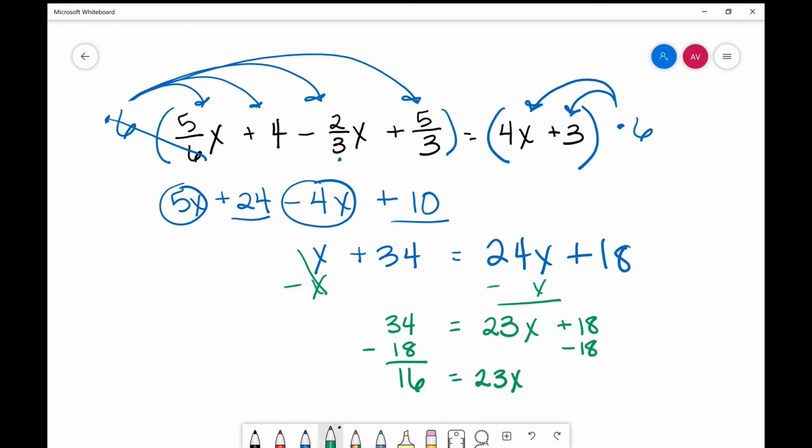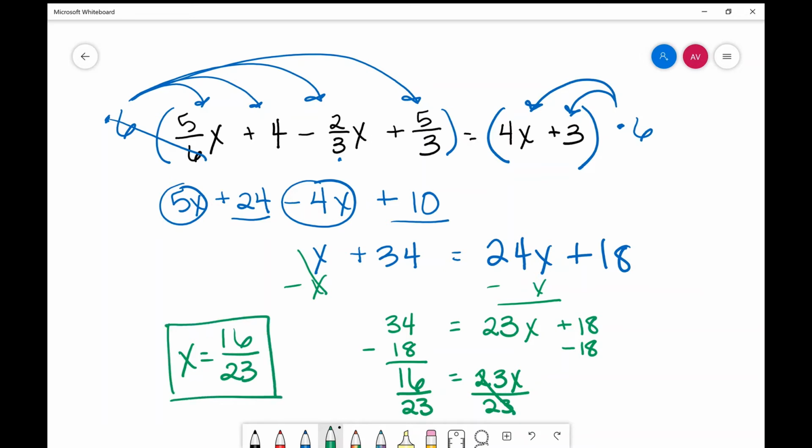And then at this point, what am I going to do? I divide by 23, and I get x equals 16/23. And then it can't be simplified, so you would just leave your fraction just like that. I know it seems like a really ugly number, but we're getting used to our answers being these types of numbers. So that's one of the ways that you can get rid of your denominators so that you're not working with fractions anymore in an equation.